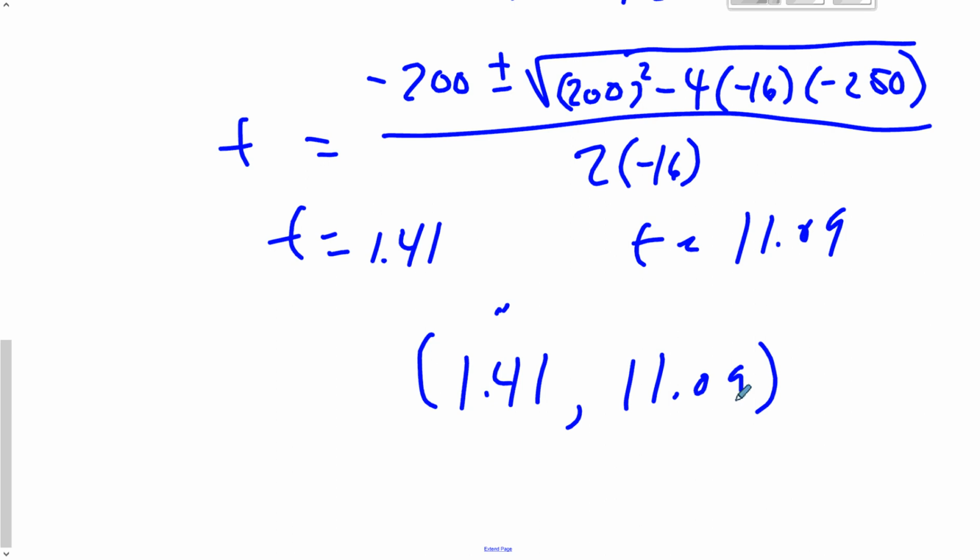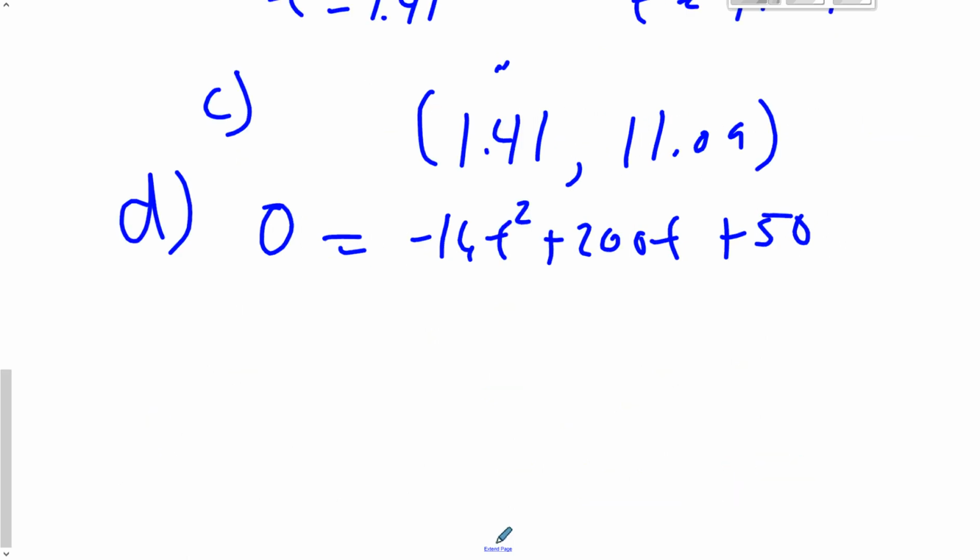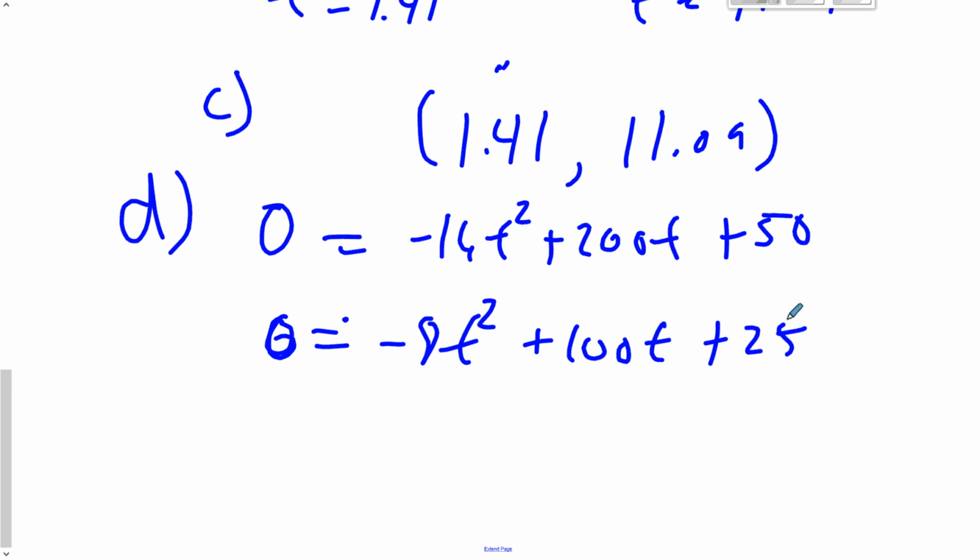Then the last one, D: when will it hit the ground? So set it equal to 0. Again, you can use quadratic formula. You don't want to complete the square, just use quadratic formula, because it's probably not factorable. And plus 50 is our initial height. Here you can divide all of these by 2. So if we divide all of them by 2, we get negative 8t squared plus 100t plus 25. And so then they're smaller numbers for you.